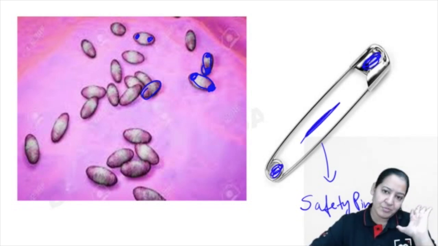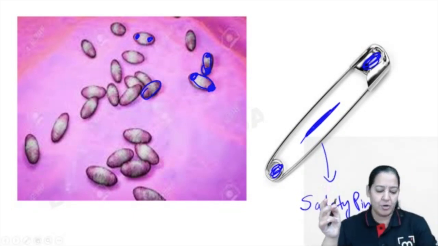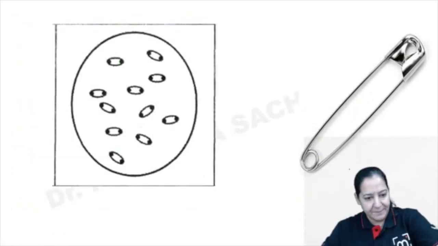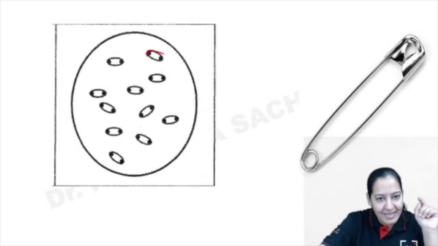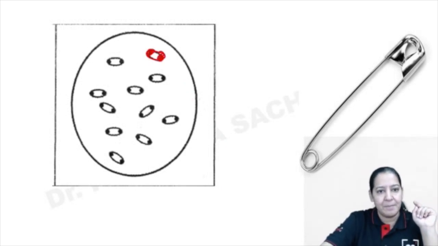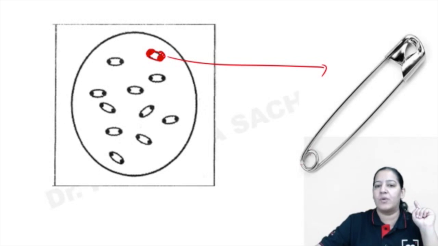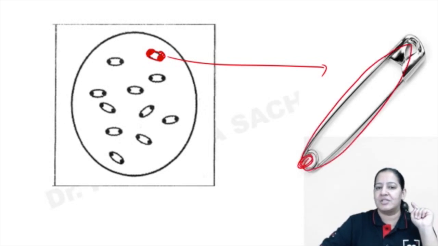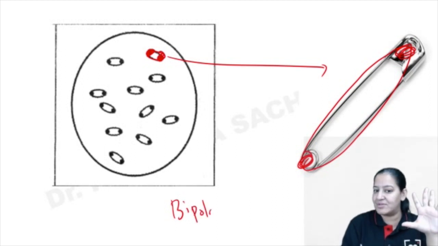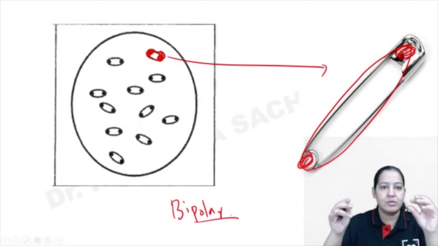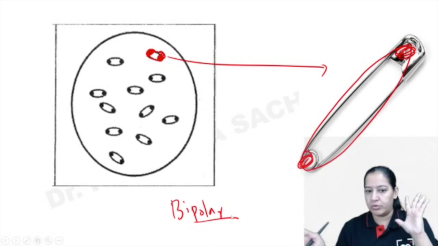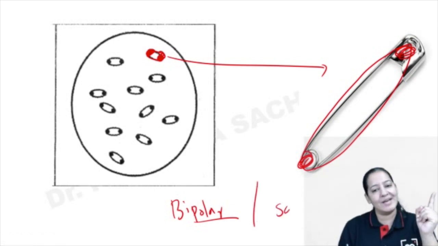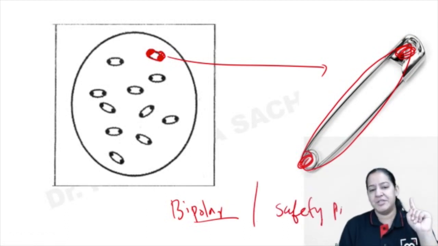It is empty from the center and the stain is accumulated at the poles. See the diagram. Can you appreciate? These are the bacteria. Where is the stain? The stain is at the poles. That's why this arrangement is known as safety pin arrangement, or bipolar. You got the meaning of bipolar staining. The stain is present at the 2 poles, north pole, south pole, not throughout. So bipolar staining is also known as safety pin arrangement. It can be any stain.